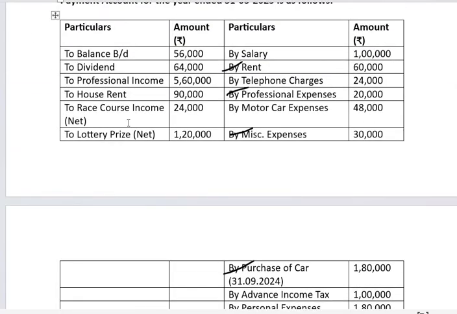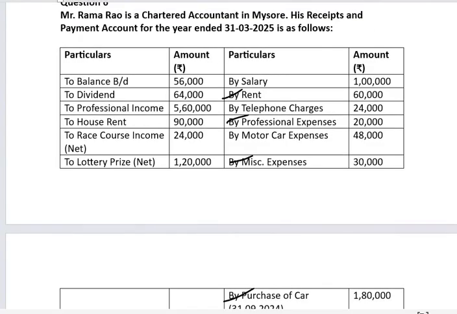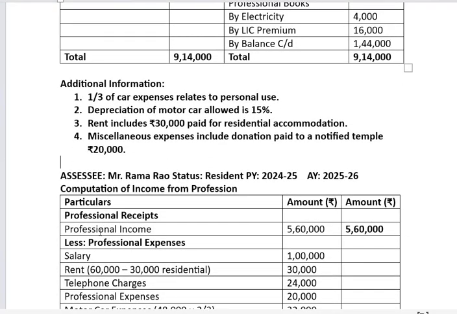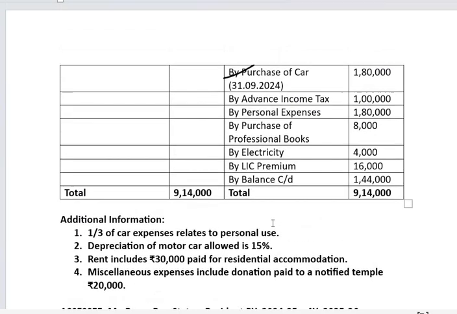Now we will look into the receipt side, which are all the professional receipts. Dividend is not a professional receipt. Professional income is a professional receipt. House rent is not a professional receipt. Race course income is not a professional receipt. Lottery prize is not a professional receipt. So only one professional receipt is there, that is 5,60,000. We check here professional receipt, below we have written only professional income 5,60,000.